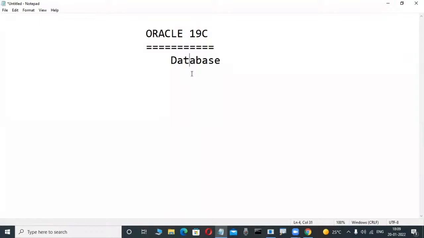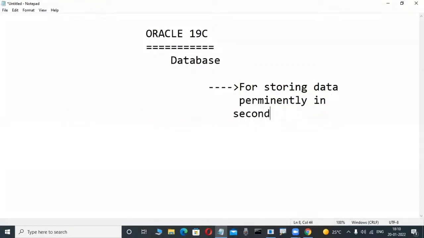But what is the purpose of these database products? Everyone knows. Whenever we install these database products in our system or at the company, the main purpose is storing data permanently in secondary storage devices, such as a hard disk.